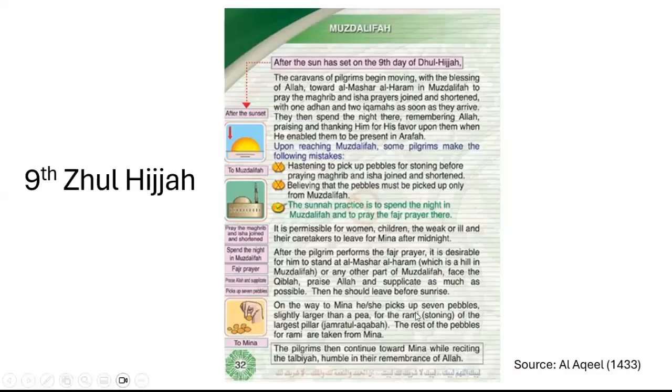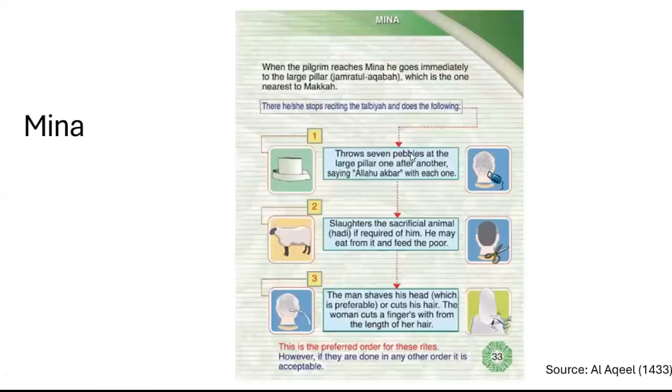Also, on the way from Muzdalifah to Mina, you pick up the 7 pebbles for stoning, and the rest can be taken from the Mina area. And then the throwing on the day of Mina, Jamratul Aqaba, the one that is close to Mecca. Like I said, you skip the first Jamara, you skip the second Jamara, and you only throw the third Jamara. And after that, you slaughter, and then you shave.